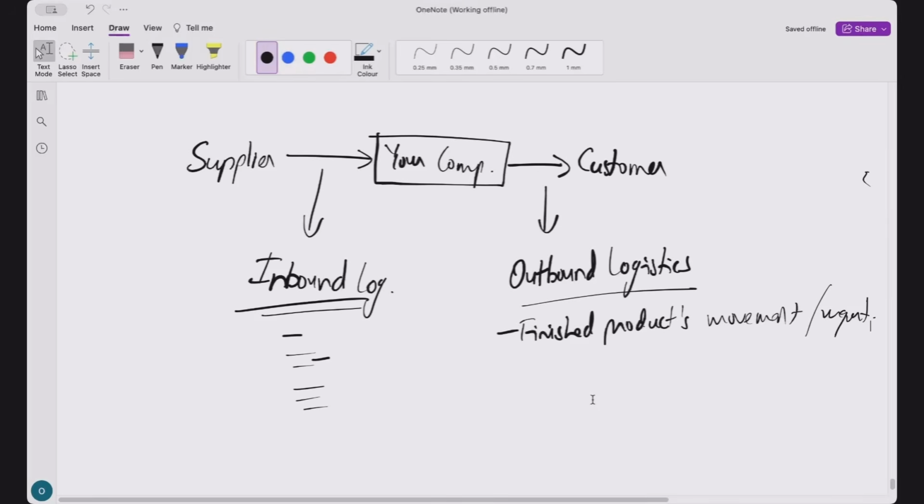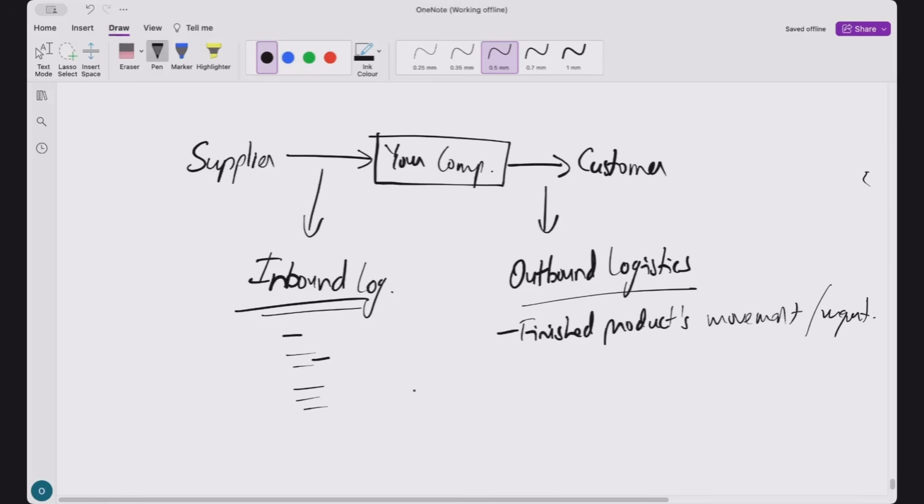For example, the same car manufacturer in outbound logistics will move finished cars from the factory to the dealership. Some go to the distribution yards first, then to the individual dealer, and finally the customer takes the delivery. Or it can be an e-commerce company: finished product is in the fulfillment center and a customer orders, then pick and pack happens, shipping happens, and last mile delivery to the customer's home.